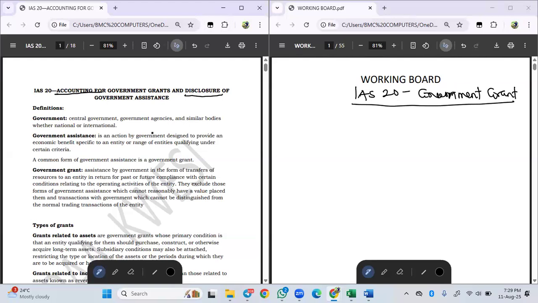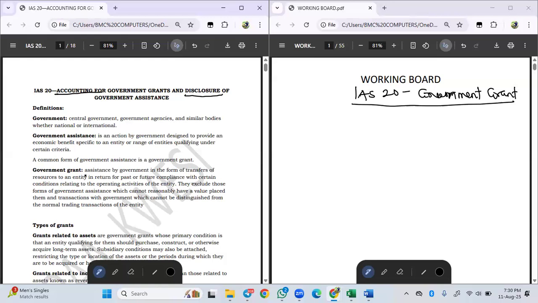Government assistance. So all you need to know is that when it comes to government grants, we are going to recognize it. But for government assistance, that one just needs some disclosure. You just have to disclose it in the financial statement.